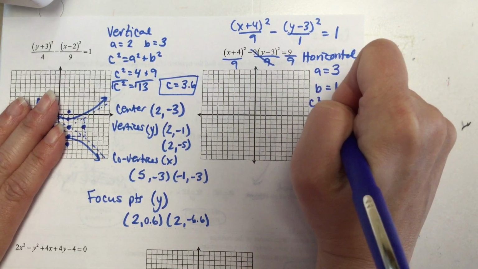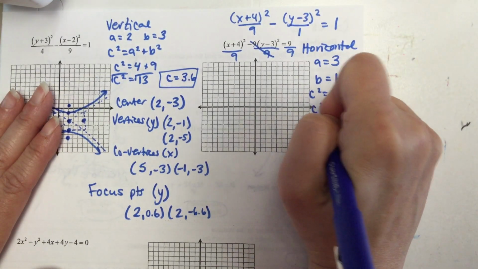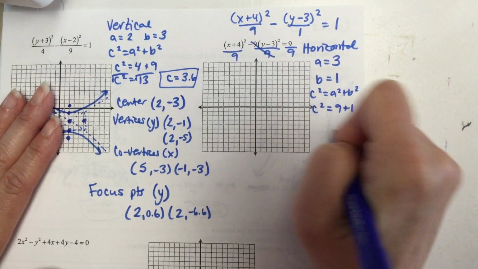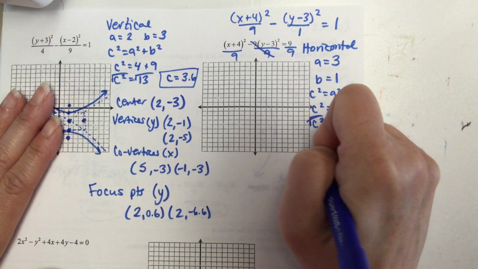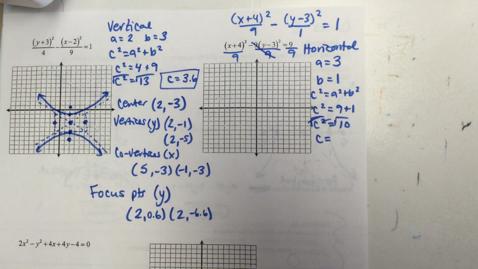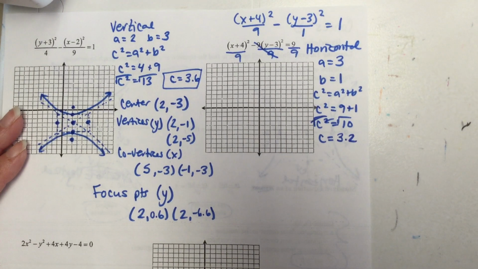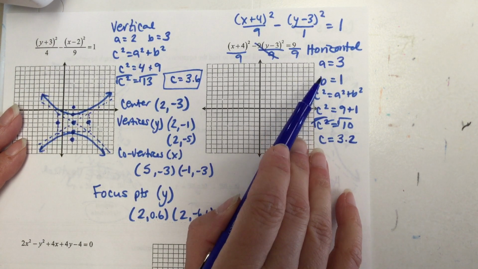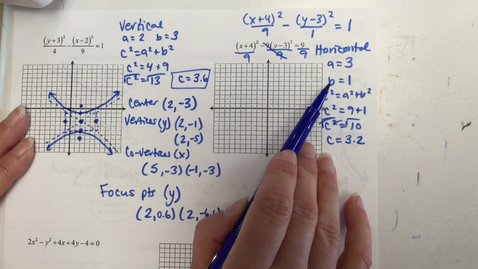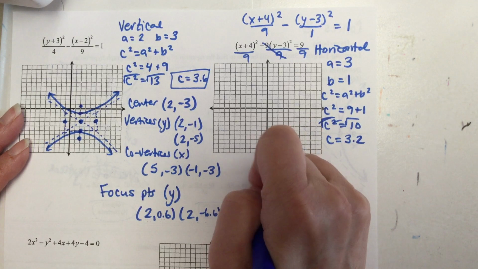C squared equals A squared plus B squared. C squared equals 9 plus 1. So C squared equals 10. Take the square root. C equals, if you take the square root of 10 and you round it to the 10th, you would have 3.2. So I know it's horizontal. I have my A value to find my vertices, the B value to find the co-vertices, the C value to find the foci. So let's go ahead and do this.